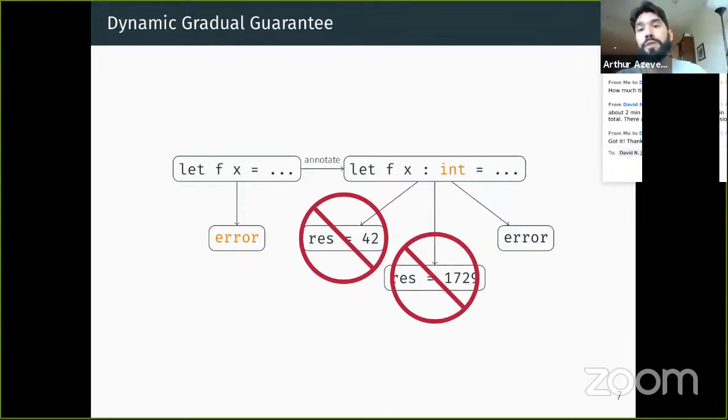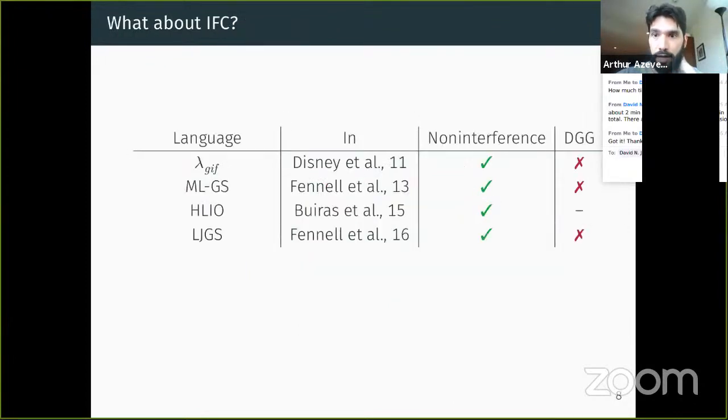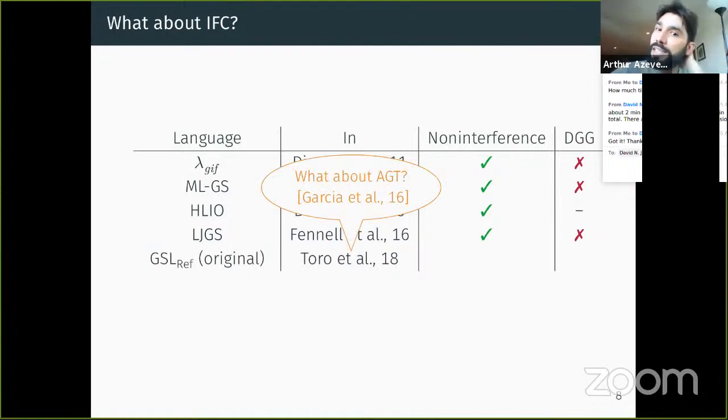Well, in this case, the annotated program should produce the same error. So this is the idea of the gradual guarantee. Now, when people started to study how gradually typed languages for information flow control fared with respect to this criterion, they realized that all of them, albeit sound from an information flow control standpoint, failed to satisfy this dynamic gradual guarantee.